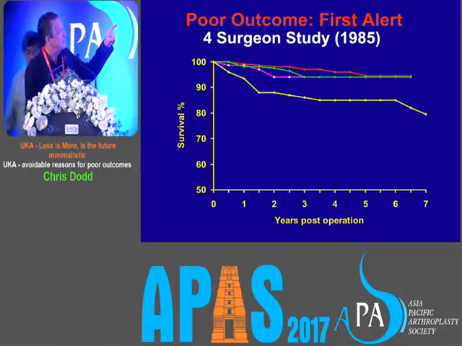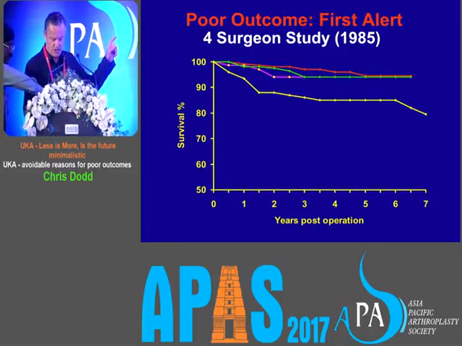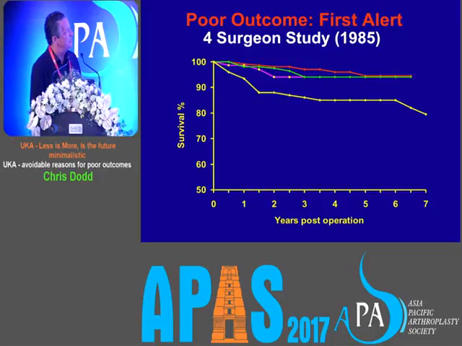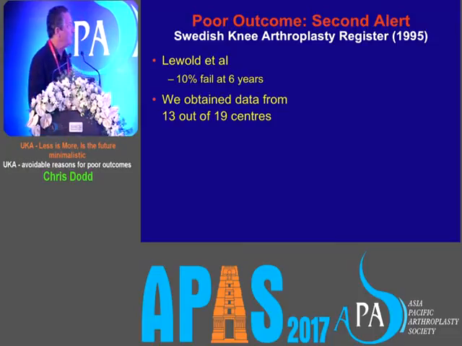This is a 4-center study performed in Europe. You can see that at the top, 4 surgeons were able to perform. This was in fact the Oxford. They were able to perform it very well, but 1 surgeon did not do nearly so well. So poor outcomes are certainly possible after any form of surgery.